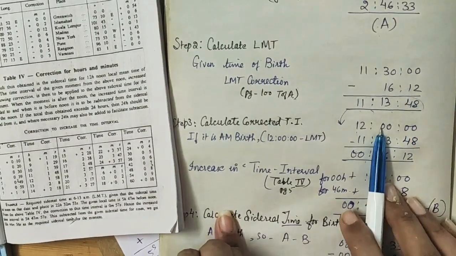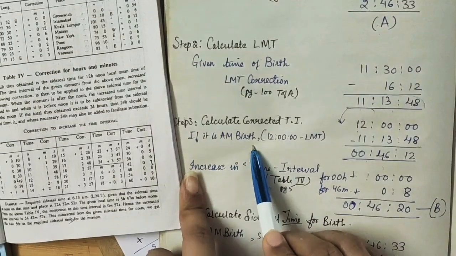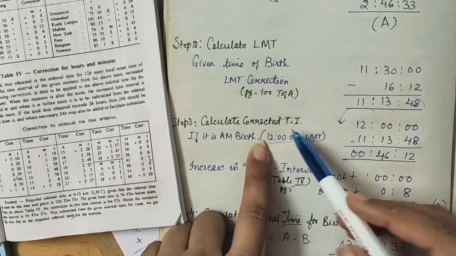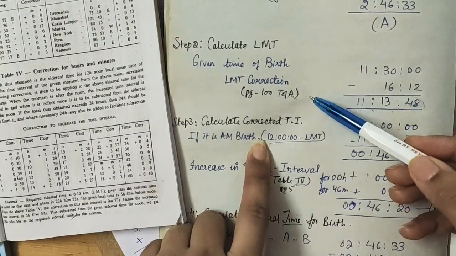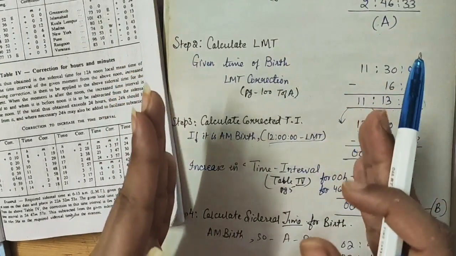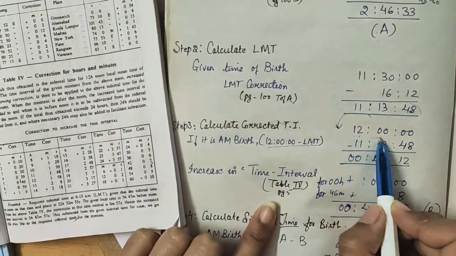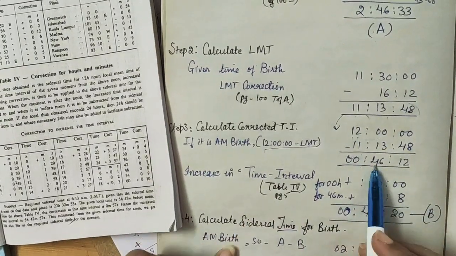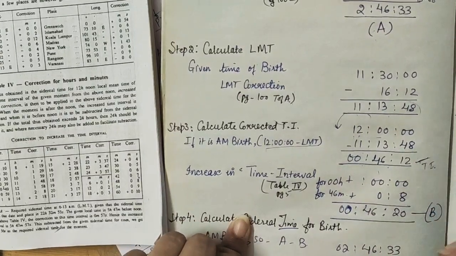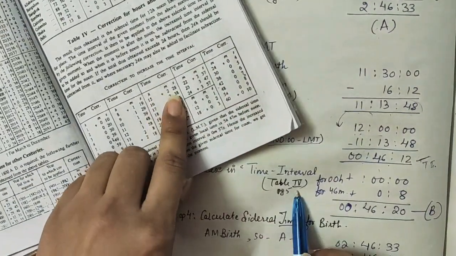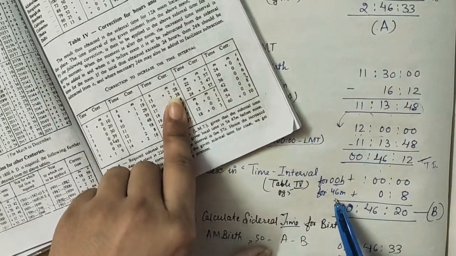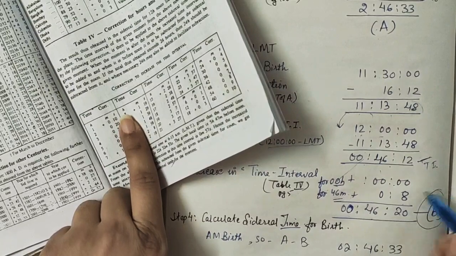Here the change is, since this is an AM birth, we will subtract it from 12 noon. We don't want the values 12 hours ahead, we don't want subsequent values. We want the values in a range of 12 hours. So we will reduce this LMT value from 12. After doing this we get this. Now over this value we will apply the time interval correction. In the table below, we look for the correction for 0 hours and 46 minutes. This will be our B value.